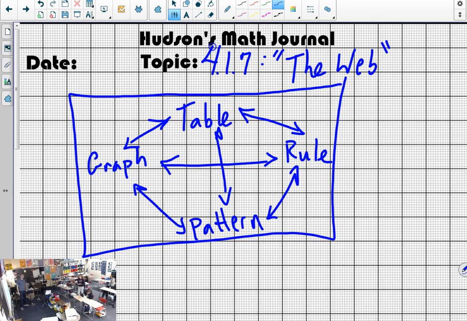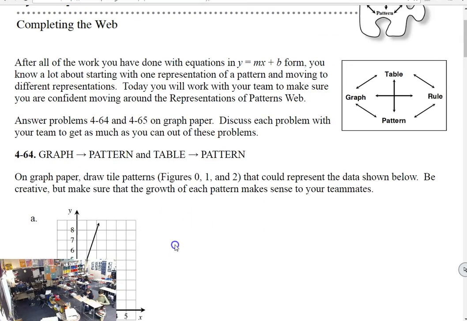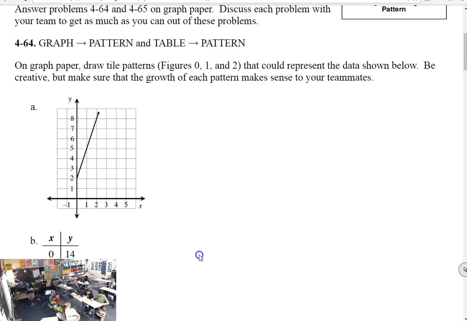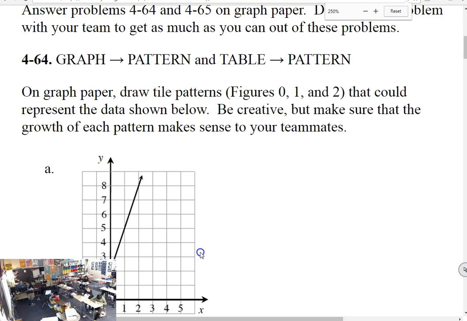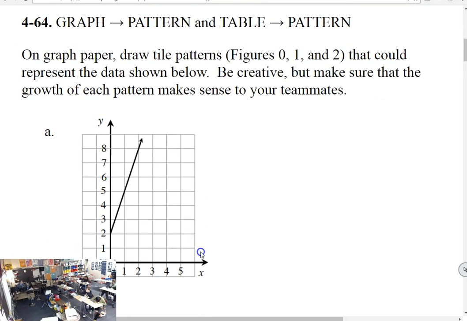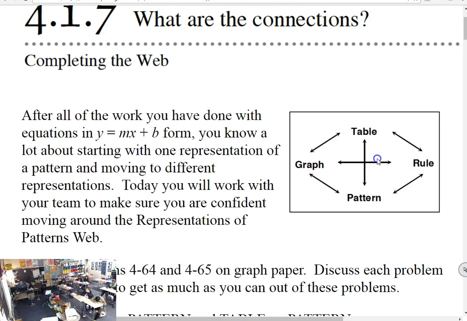So, if we look at 464, and I'll zoom in and I'll put it up here, I want you and your partner to take a moment to try to figure out the 3 missing pieces so that we can describe figures 0, 1, and 2. So just A, and if you get done with A, move on to B. There's the web. Graph, table, rule, pattern. Really, order doesn't matter. Those are the 4 ways.